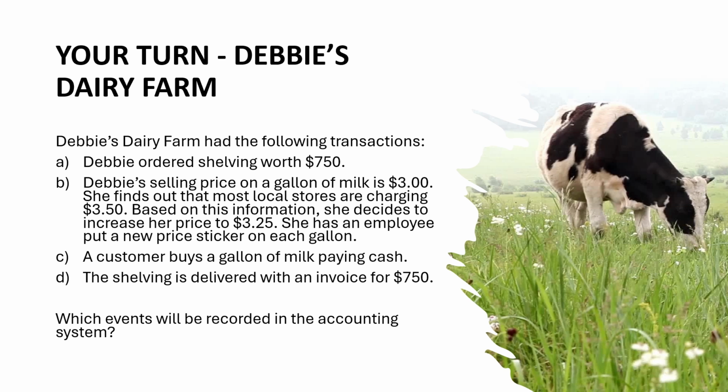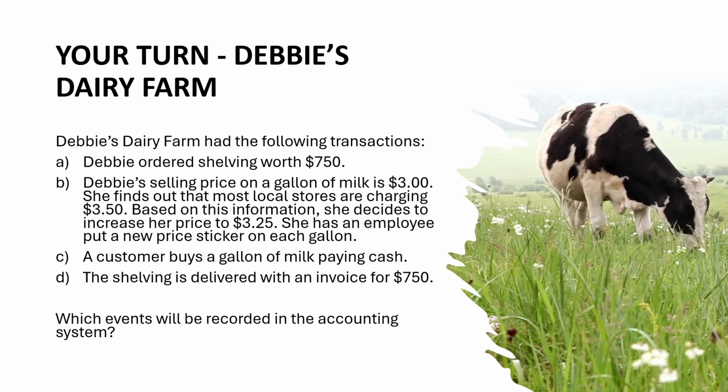The first one is Debbie ordered shelving worth $750. In this case, Debbie did not yet receive the shelving. It was just ordered. Since the shelving has not yet been delivered, Debbie does not owe any money to the other company. So we consider it not a transaction. We do not record it.